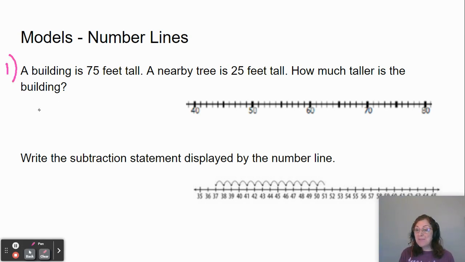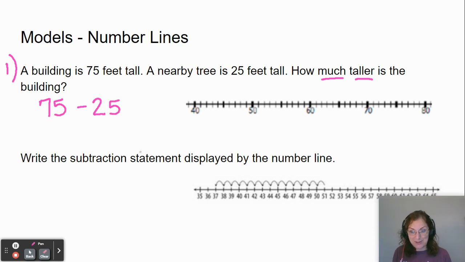A building is 75 feet tall. A nearby tree is 25 feet tall. How much taller is the building? That's phrasing we like to use to indicate subtraction. So we're actually writing the problem 75 minus 25. Now, if you know the standard algorithm, I encourage you not to use it on this problem, but instead embrace the method of using a number line.